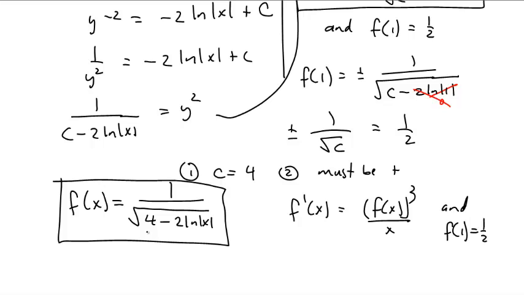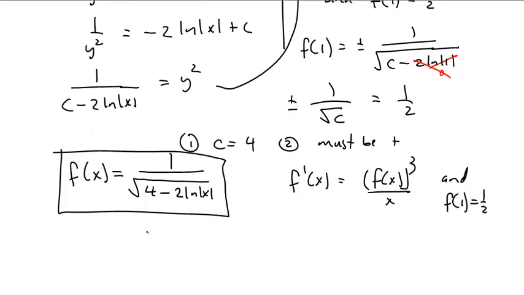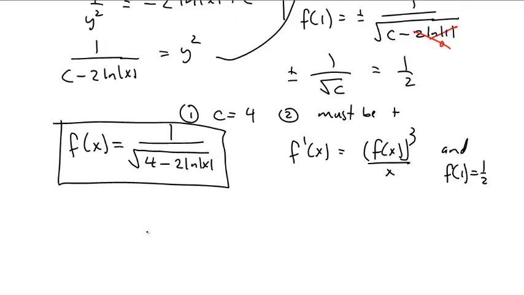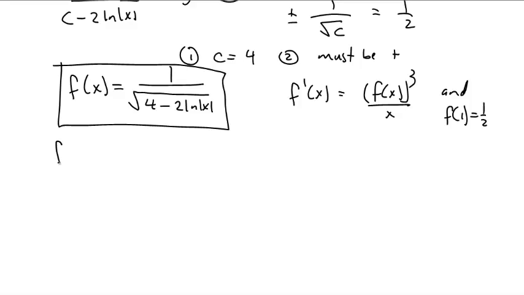That's 1/2. I don't feel like verifying this, but I'll bet you if you took the derivative of this, you would get that thing cubed divided by x. Whew. You really want me to check it? Okay, but this is the last one. What is the derivative of this? I'm going to call that 4 minus 2 natural log of absolute value of x to the negative 1/2 power.